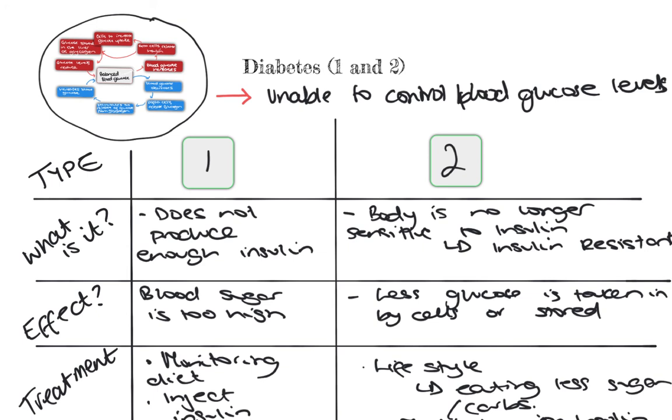So that's type 1 and type 2 diabetes. Type 2 does have some genetic links, but primarily is caused by lifestyle choices. Type 1, genetics. Type 1, your body isn't producing insulin. Type 2, it is producing insulin, but your cells have become insulin resistant, often due to increased levels of glucose in the blood over a sustained period of time.